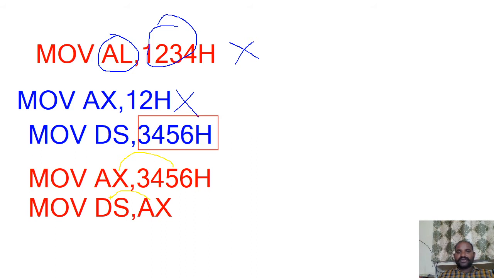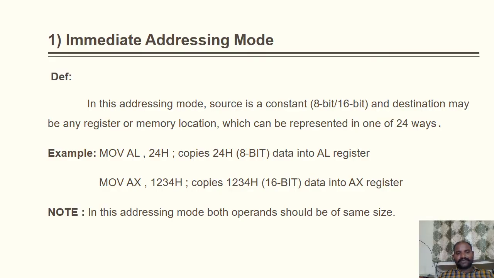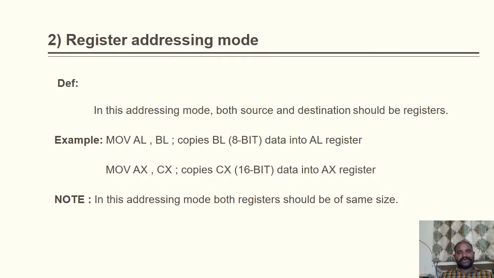So this is all about our immediate addressing mode and the rules and regulations in it. If you have any doubts regarding this, you can raise them. The next type of addressing mode is the register addressing mode. In this register addressing mode, both operands are registers.